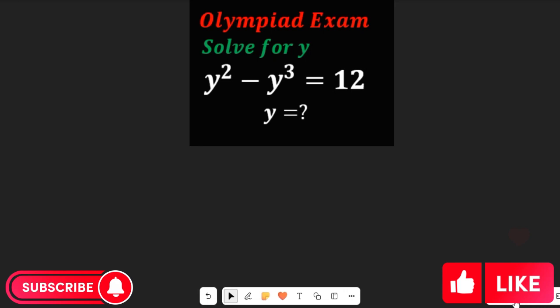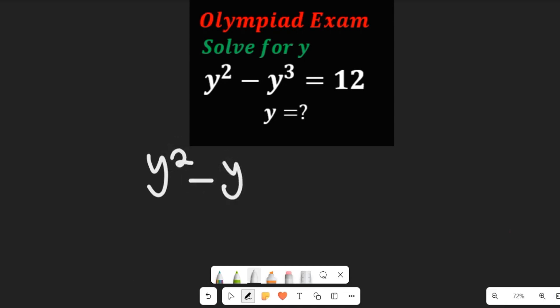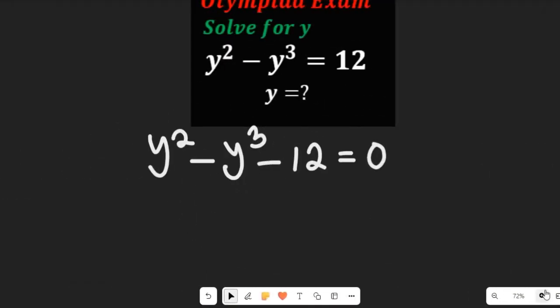Now let's get started. To solve this question, I'm going to look at a way of bringing 12 to the left-hand side. So I'm going to have y to the power of 2 minus y to the power of 3 minus 12, and this will be equal to 0. So from here, we are simply going to apply a simple logic.